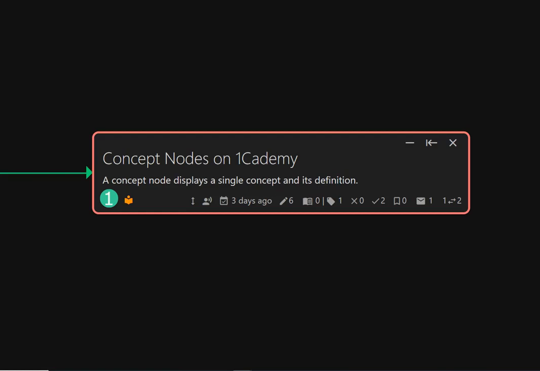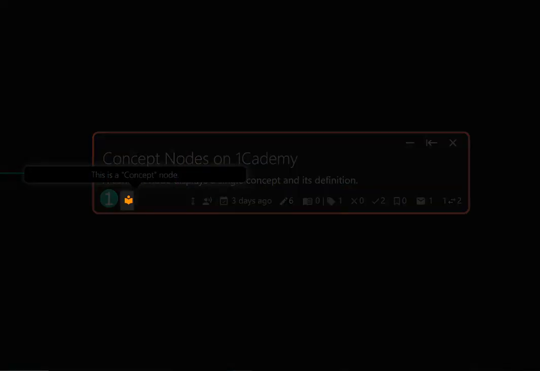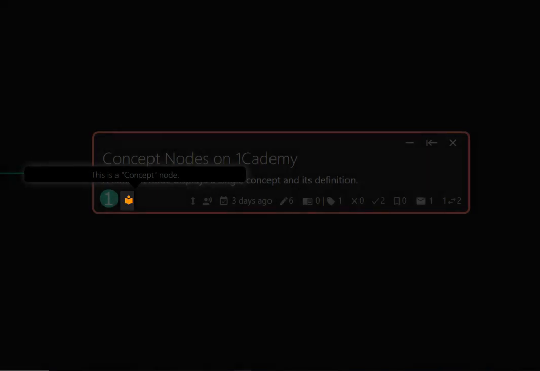You can tell if a node is showing a concept by hovering over the icon on the bottom left-hand corner of the node. As we can see here, this is a concept node.